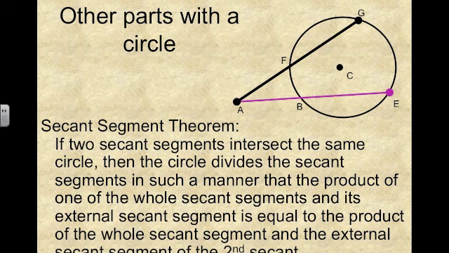Secant segment theorem. If two secant segments intersect the same circle, then the circle divides the secant segments in such a manner that the product of one of the whole secant segments and its external secant segment is equal to the product of the whole secant segment and the external secant segment of the second secant. This one's a little harder to see, but allow me to see if I can highlight this a little bit for you.